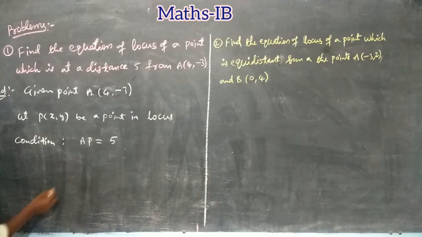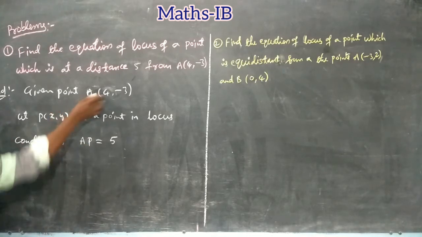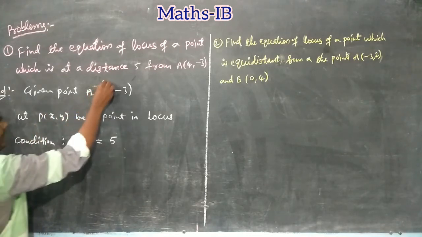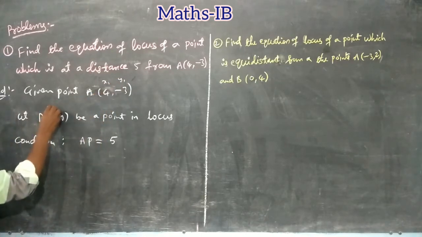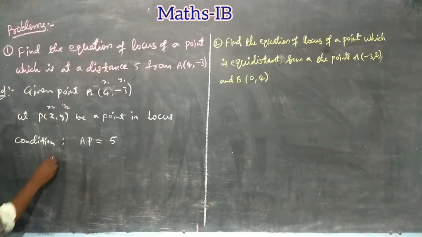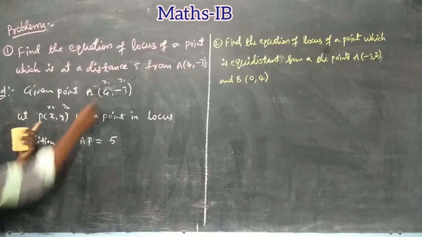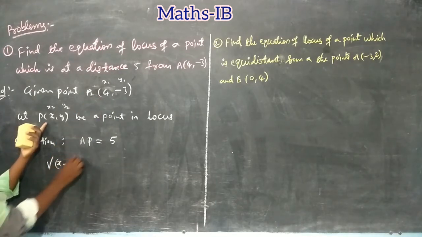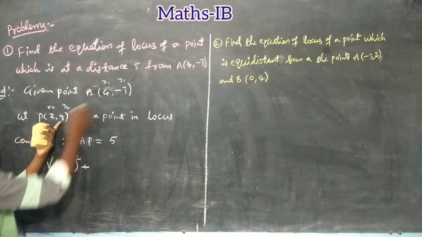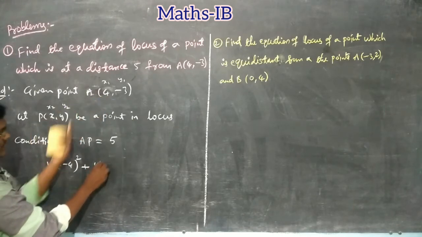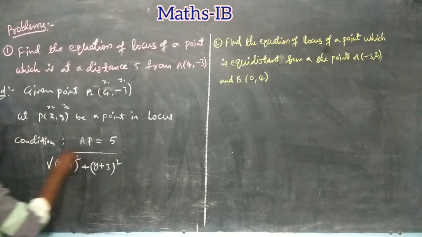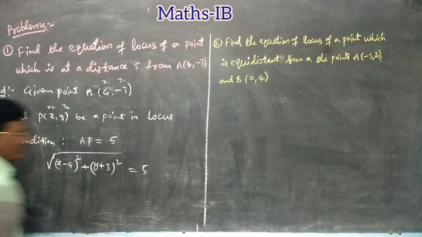So already we discussed the distance formula. So distance between these 2 points. I take here, this is the x1, y1. So this is the x2, y2. Okay, I am applying the distance formula. So x2 minus x1. So x minus 4 whole square plus y2 minus y1. So y minus of minus means plus 3 whole square is equal to 5.